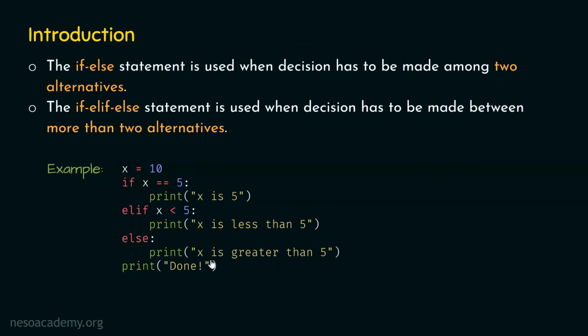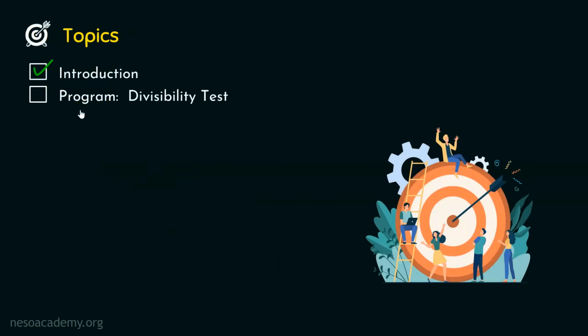This means that x is greater than 5 will be printed on the screen and done will also be printed. Therefore, the output in this case is x is greater than 5 and then done. I hope this example is clear and now you know exactly what if-elif-else is and how to use this in the real world. Let's move on to the next topic, that is program divisibility test.